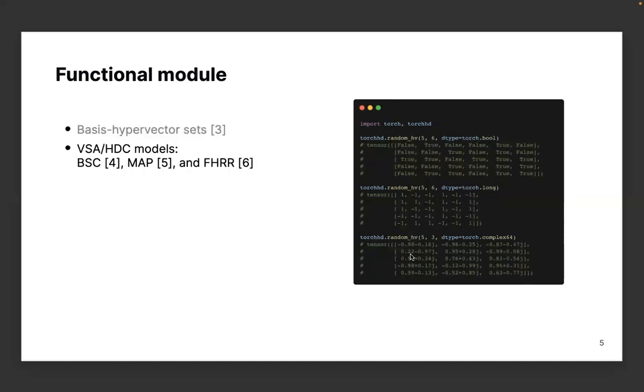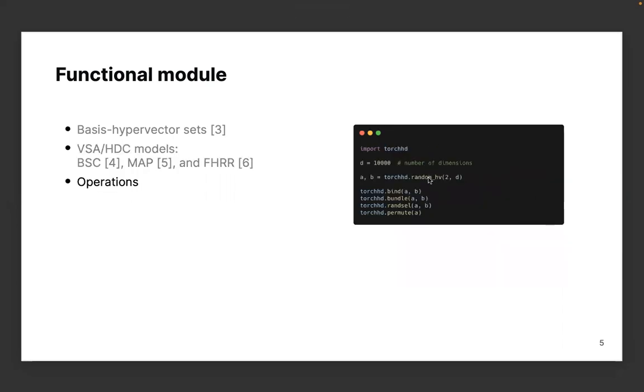Yes. Then the models that we support. Currently, we have binary spatter codes, multiply-add-permute, and frequency holographic reduced representations. The way we decide which ones to use is based on the PyTorch data type. In the example on the right, you see that we specify either Boolean, long for a double precision integer, or complex hypervectors by torch complex. All the operations that we have will automatically use the right physical operation based on the data type that is passed in. So you only have to provide the data type on the creation of the hypervectors, and then the data type is inferred from the tensors that you provide to the operations.